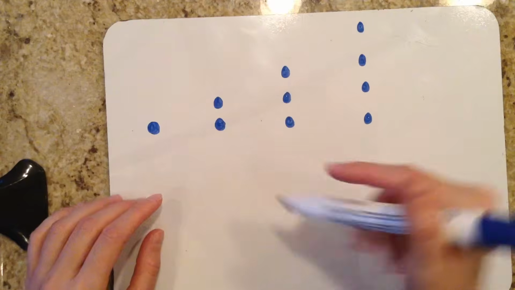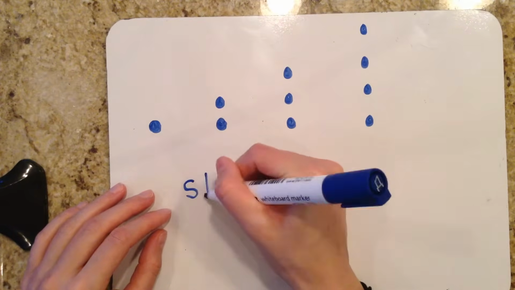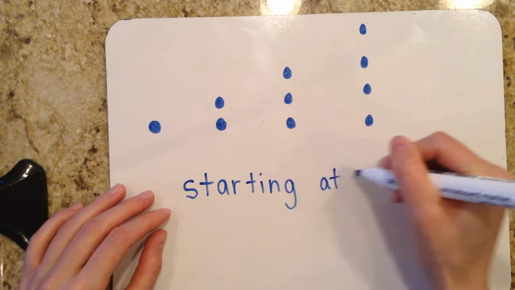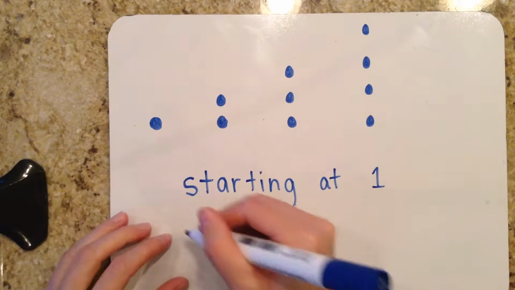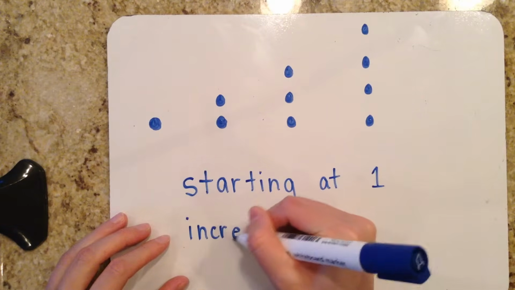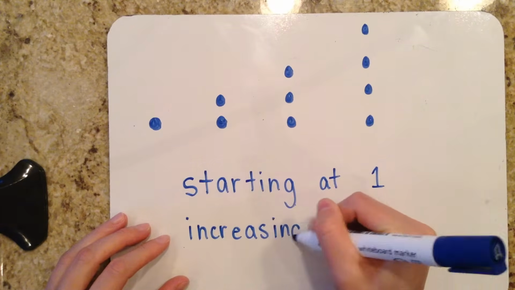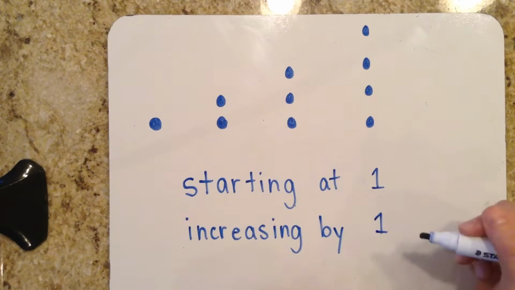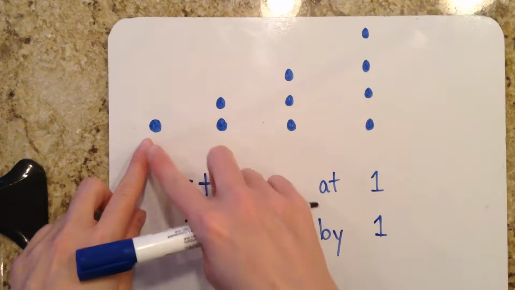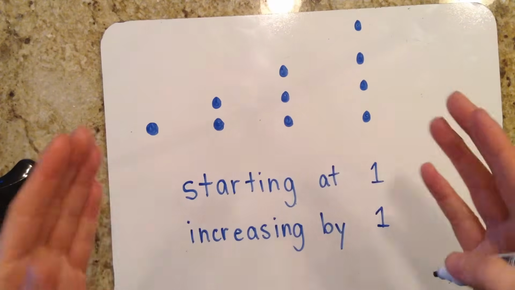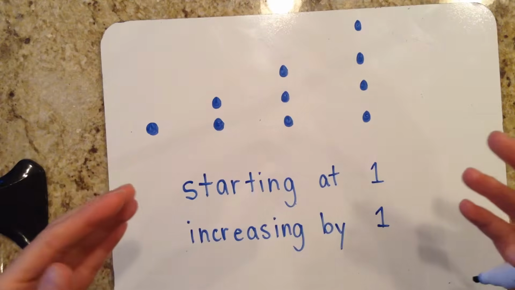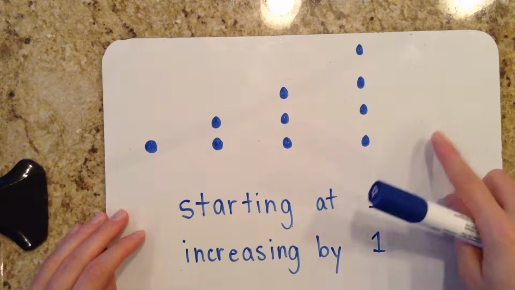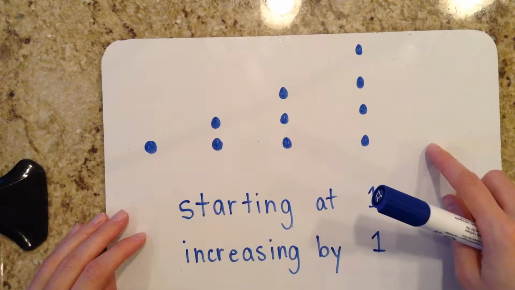This pattern rule is starting at 1, increasing by, can you guess? Increasing by 1. What that means is every time I move to the next term, I get 1 bigger, 1 bigger, 1 bigger. This is my pattern rule. Can you figure out how many dots would come in the next term? See if you can draw them.